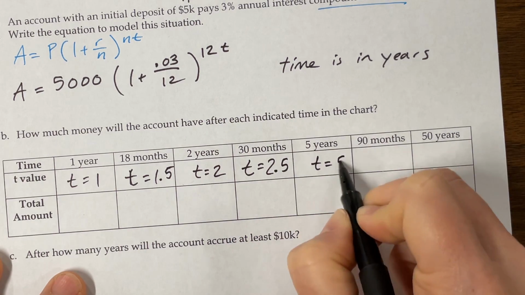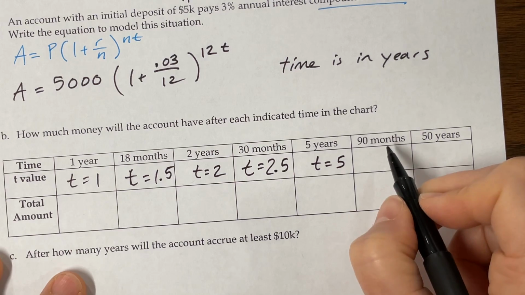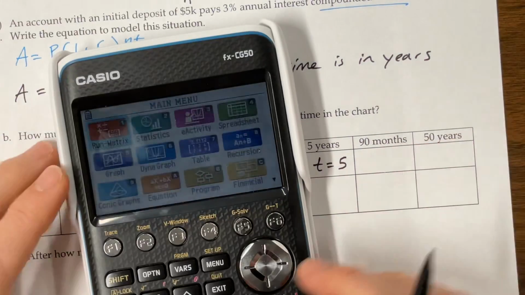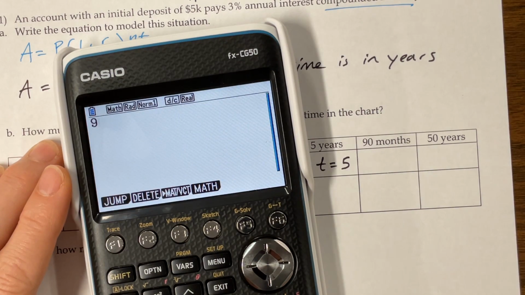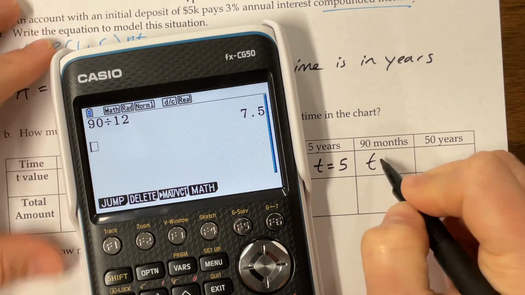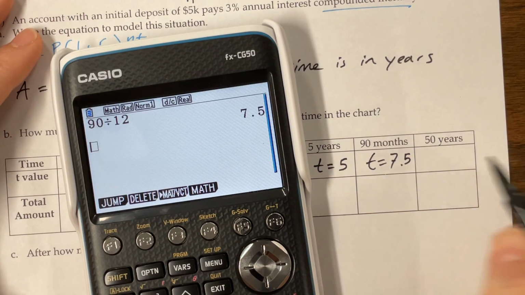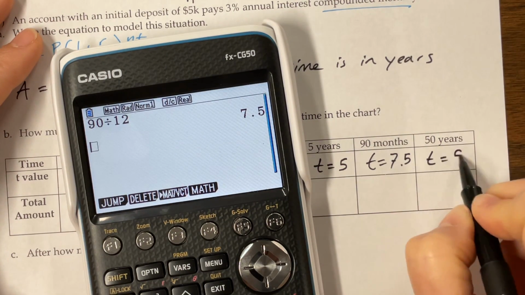Here we have t equals 5 years, 90 months. Oh, hang on. 90, it's too early in the morning, I'm so sorry. 90 divided by 12 is, okay, 7.5. So that is 7.5 years. And then we have t equals 50 years right here.